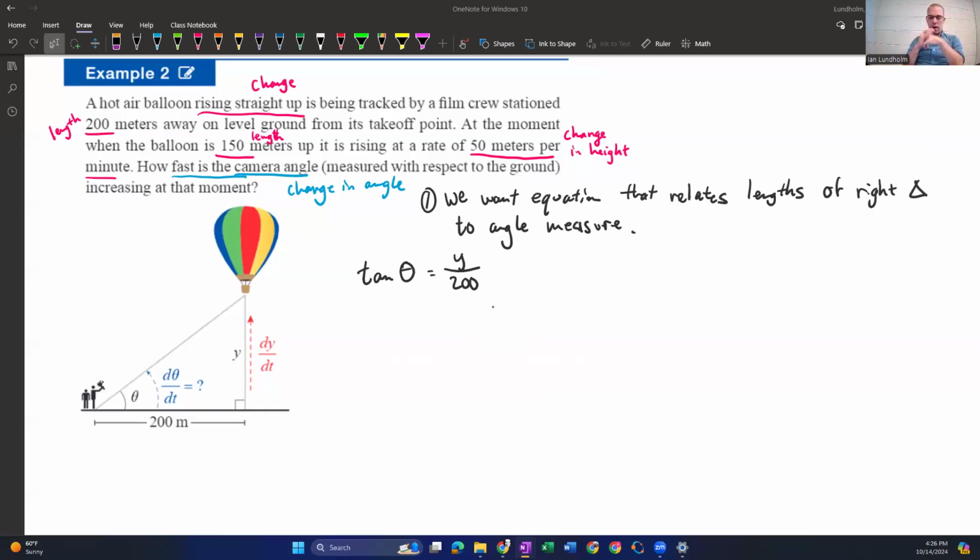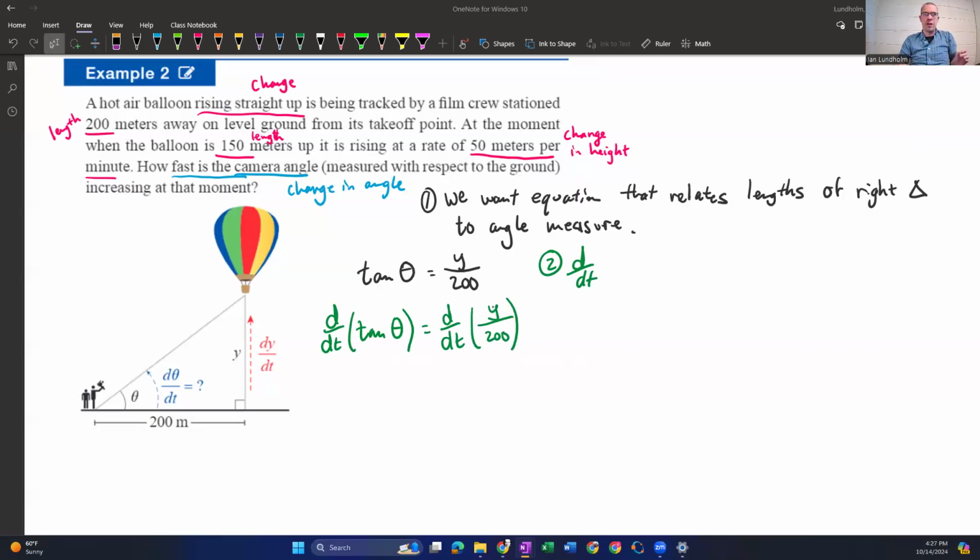Then we take the derivative with respect to everything, everything with respect to time. I'll go ahead and write it out just so that we're on the same page. Notice here that we are completely happy to have different letters in our equation right now. We've got a theta, we've got a y, we've got a t.